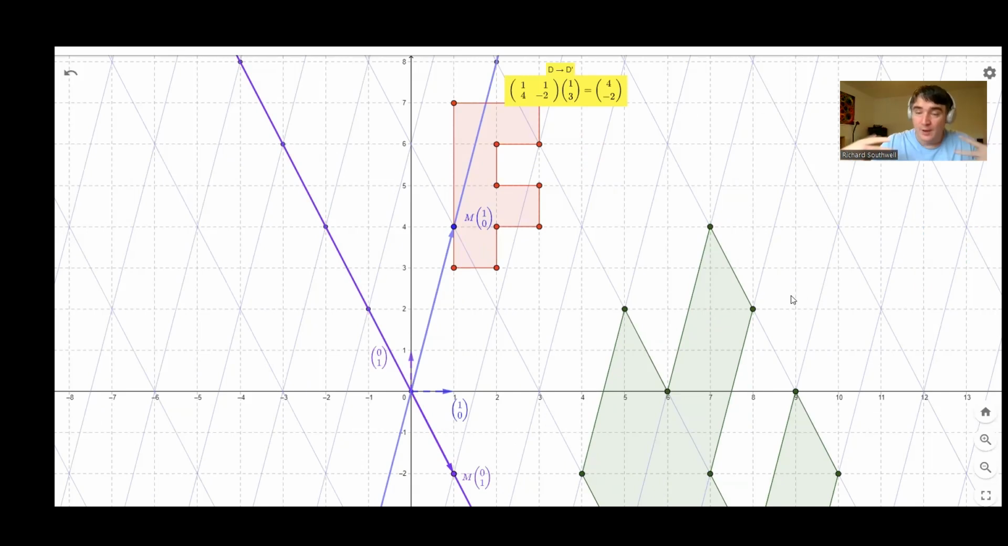This is a wonderful app, by the way. I should say this was written by Steve Phelps. I'll put a link to this app in the description of the video. You can go on this and you can explore all this matrix geometry for yourself.